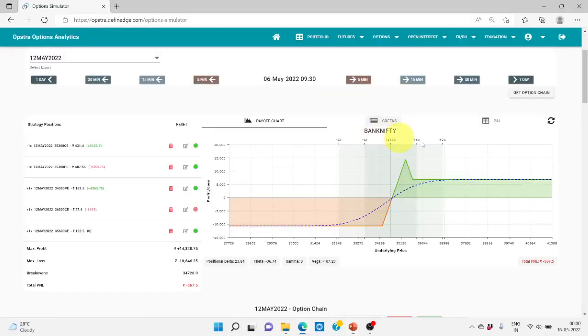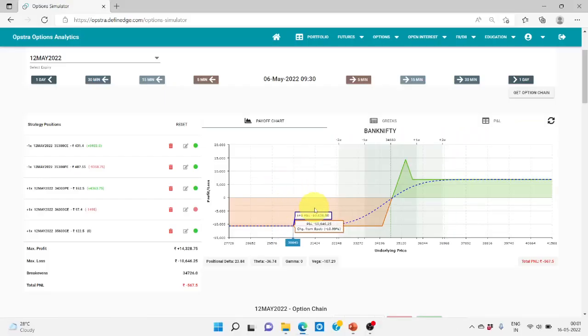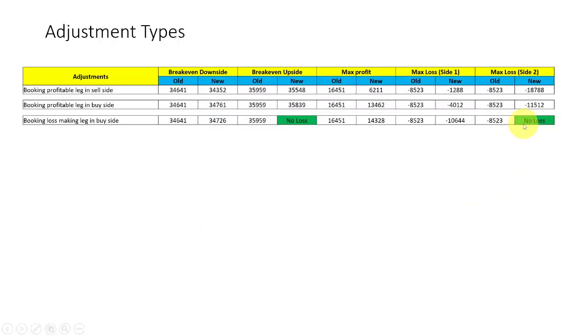And here our max profit, if it reaches this peak, is almost 14,000, or else it is almost 7,000 here. And our max loss on the downside is minus 10,000, and there is no loss on the upside. This is the third adjustment type.